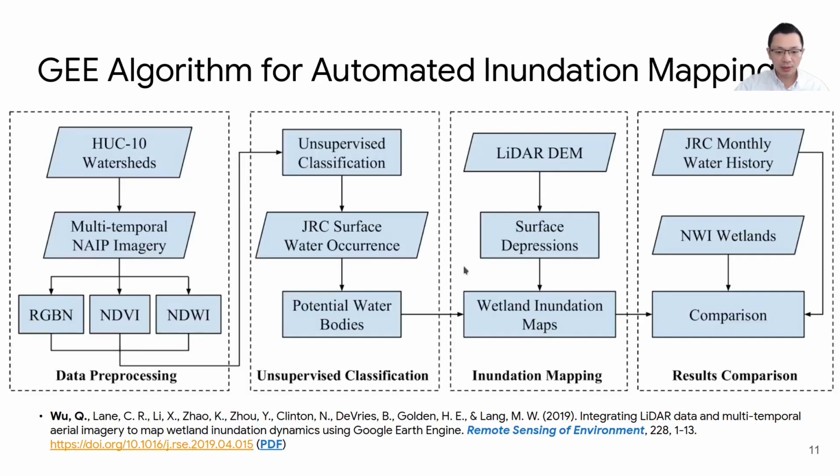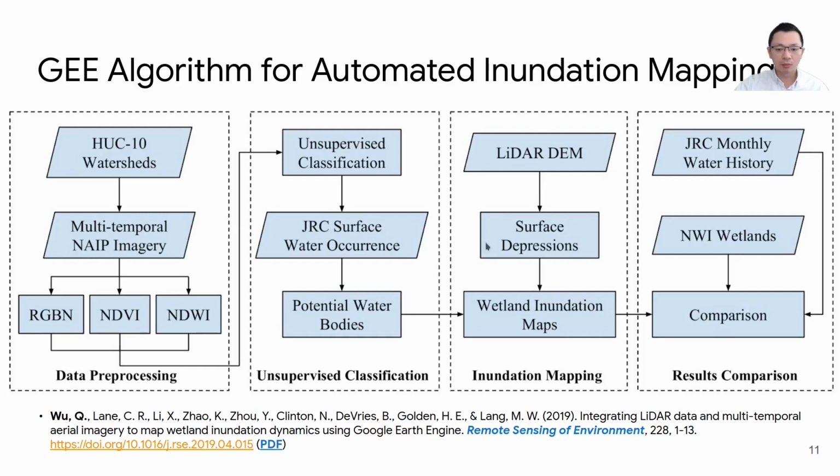And how can we use this dataset to actually do the automatic mapping? Here is the algorithm we use. It's actually very simple and straightforward. So we delineate the inundation by watershed, and we use the original NAIP imagery, but we also add 2 additional normalized difference indices, NDWI and NDVI. Then we perform unsupervised classification. Once you do unsupervised classification, you get some unlabeled clusters, and then we use some existing water mask to identify which clusters belong to water. Those are actually the potential water bodies.